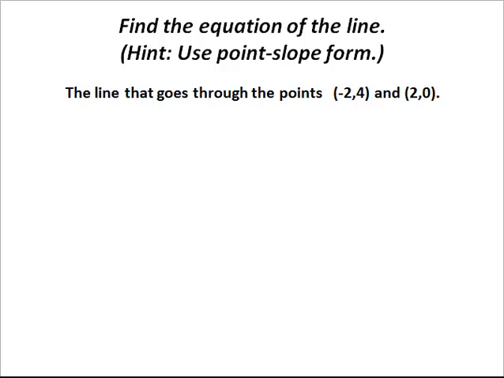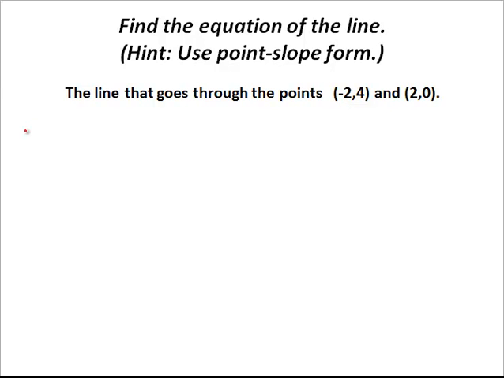We're asked to find the equation of the line, and the information that we're given is the line that goes through the points -2, 4, and 2, 0. The hint that's given states use point-slope form. So this problem involves a combination of steps, so you might think that it takes a little bit long, but it's actually quite easy once you get the hang of it.